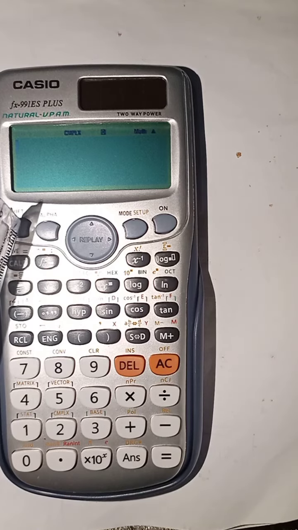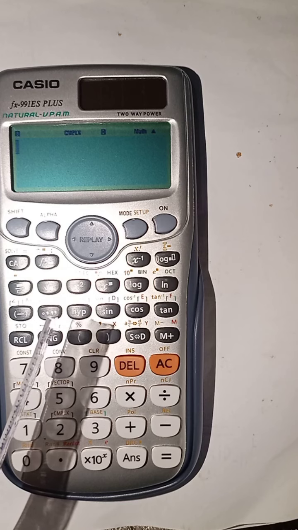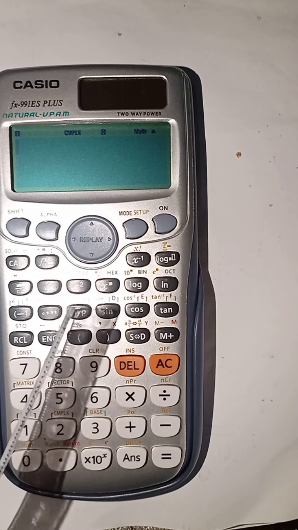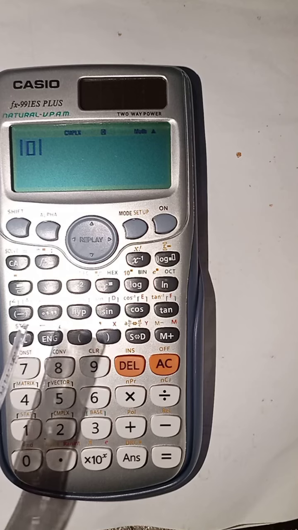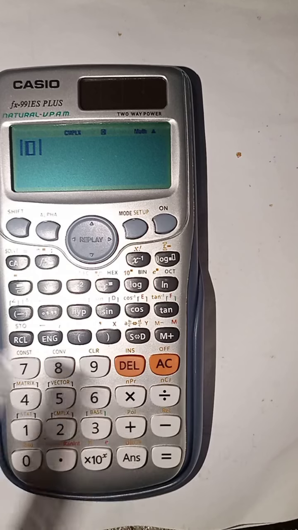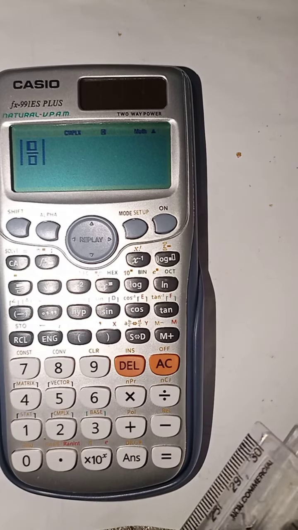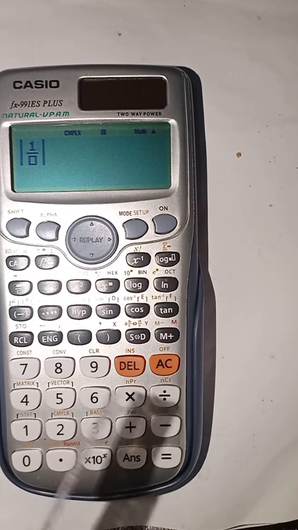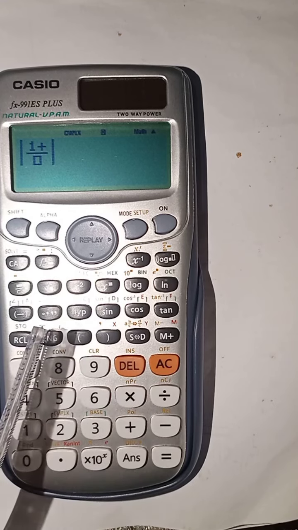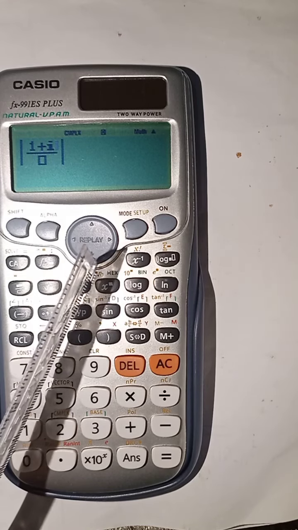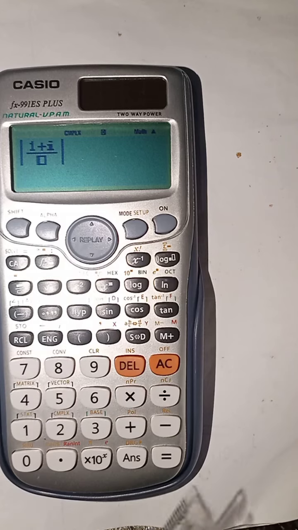The same thing. Press shift, press this HPY. Remember, we are learning how to solve the modulus of a complex number with the calculator. This question two is a fraction, so click on the fraction button. Then you have 1 plus i in the numerator. Then to move to the denominator, you press the down side of your replay button.